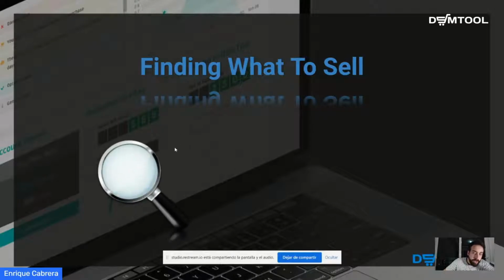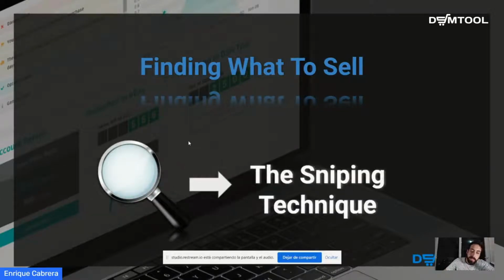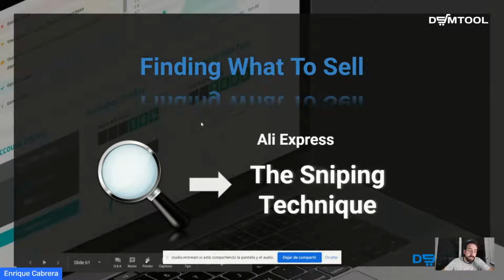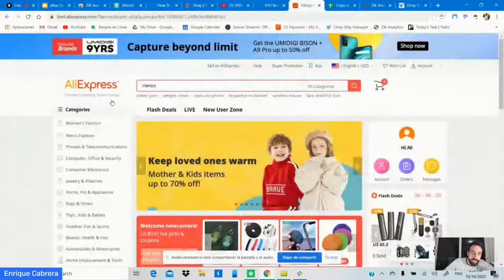So the thing that we're going to be doing right now is called the sniping technique. The sniping technique is all about finding a good enough seller on the market, analyzing the seller's product, and once we have a good enough product, we source it from the supplier that we're working with. In this case, we're using the marketplace of AliExpress and finding a good enough supplier. And we are starting. So the first thing I want to do is go to AliExpress, right?